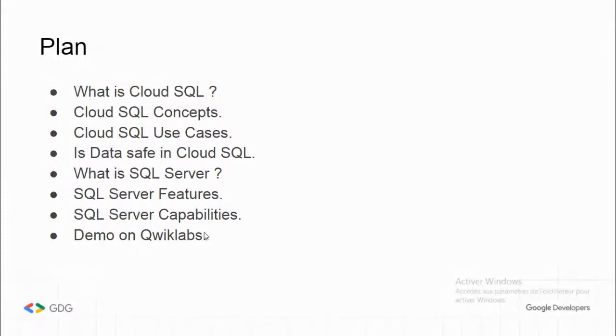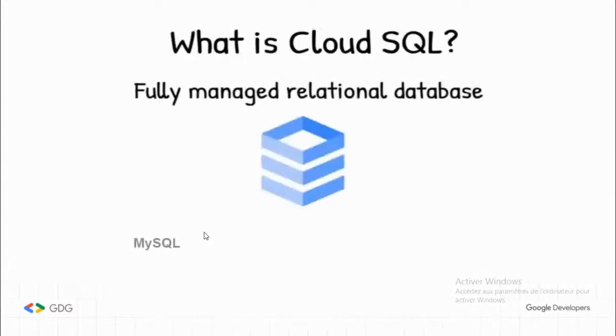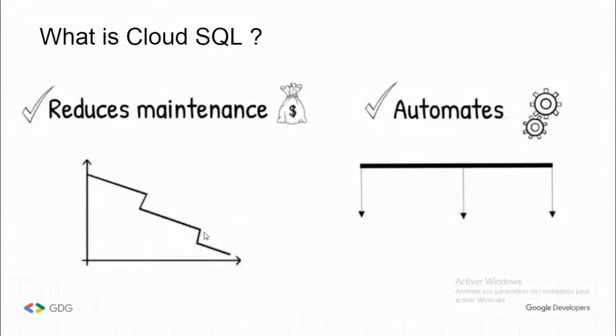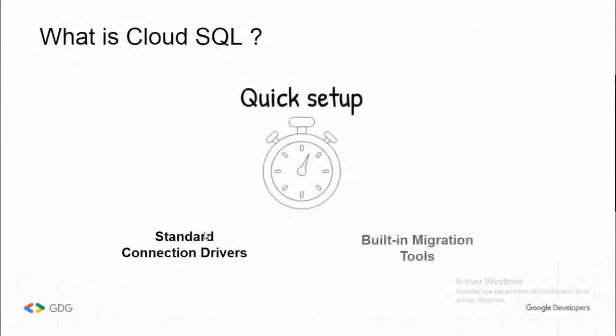So first, what is Cloud SQL? Cloud SQL is a fully managed relational database for MySQL, PostgreSQL, and SQL Server. It reduces cost and automates database provisioning, storage capacity management, replication, and backups. It offers quick setup with standard connection drivers and built-in migration tools.